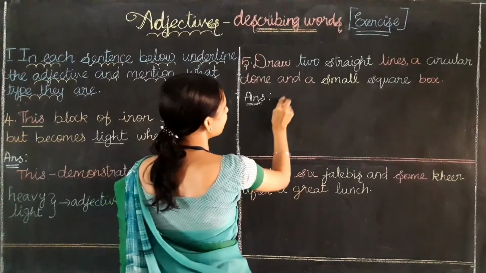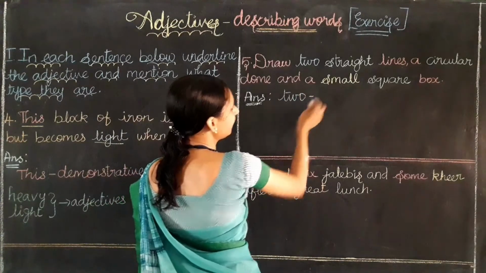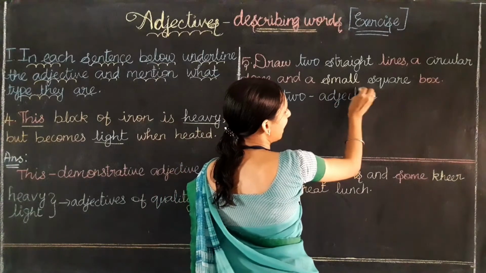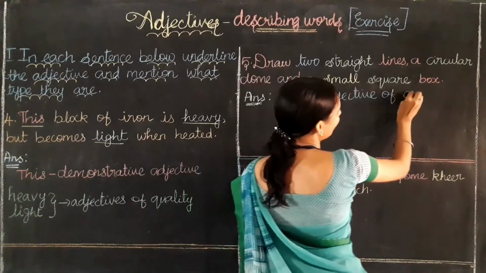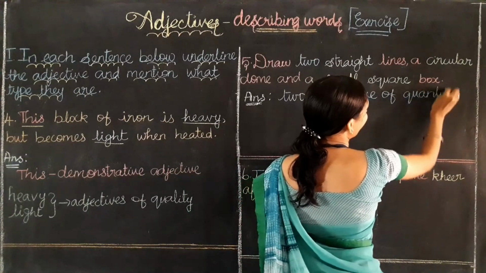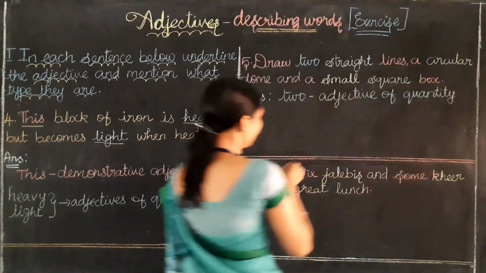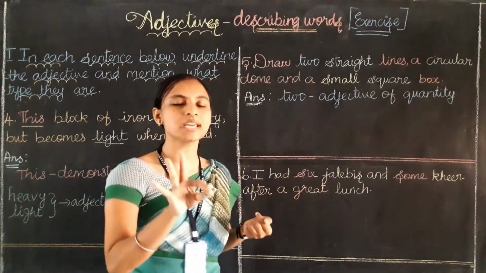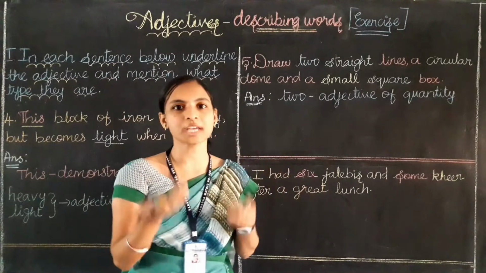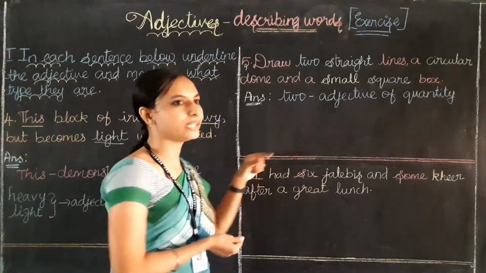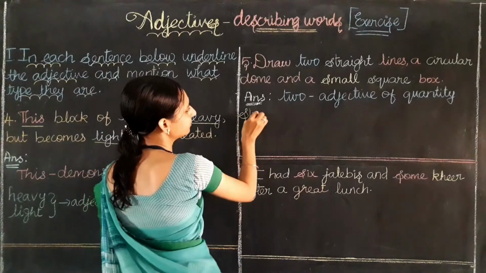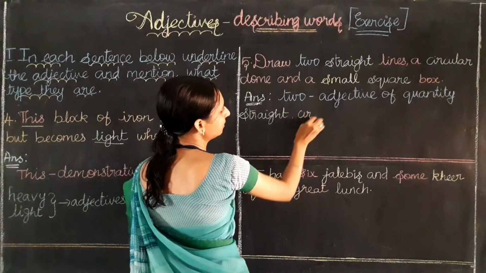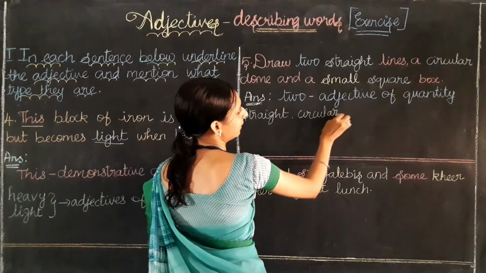Let me write first one, that is 2. 2 will be the adjective of quantity. Adjective of quantity. Next, straight. So already I said straight, circular and square. These 3 are the adjective of shape only. So directly I am going to write together. Okay, like straight, circular and square.